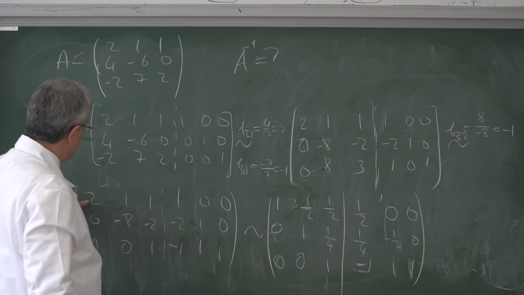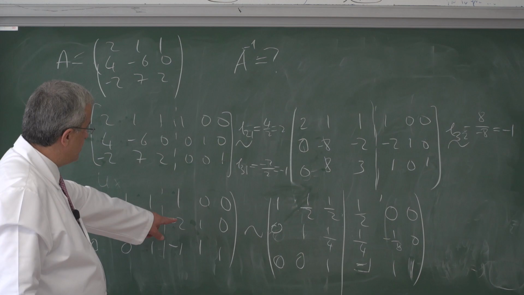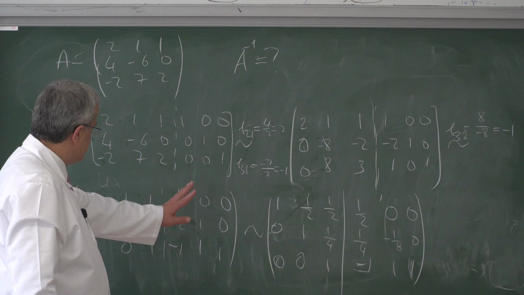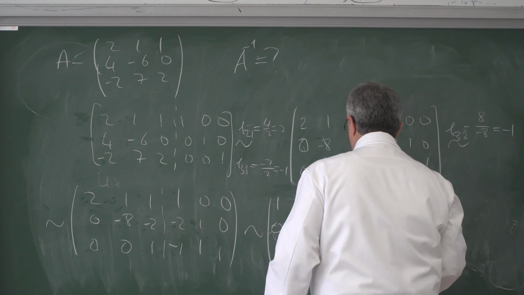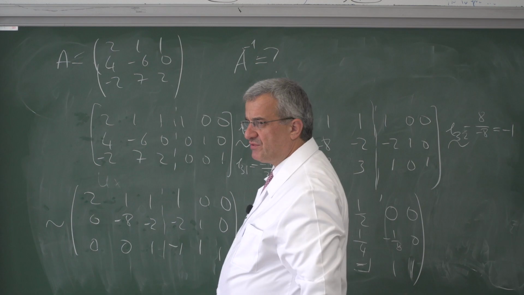Okay, so you divide it by 2, so it is 1 half, 1 half, 1 half. Divided by 8, this is 1, minus 2 over minus 8, so it is 1 over 4, 1 over 4, minus 1 over 8, and 0, 0, 0. This is already 1, so there is no need to divide. Okay, now I just subtract 1 fourth times this from this. So what do I get? Let me continue after the break. It's going to take too long.